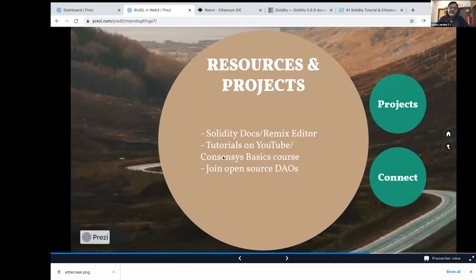There is one really excellent course on Coursera as well on blockchain and Solidity. So if you're interested, you could take that up. You can just audit the course for free, or if you are interested, you can go for the paid certification as well. And one of the other best methods to learn about a project or anything in the Web3 ecosystem is to join a lot of the open source DAOs. These are some of the things that I would like to talk about.